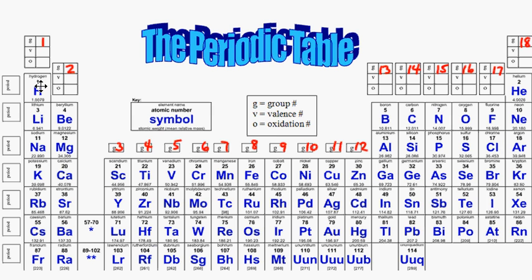Now, groups are vertical columns on the periodic table. This is group 1 with hydrogen, lithium, sodium, potassium, and so on. Group 2 would be right here, beryllium, magnesium, calcium, and so on. Then we have these transition metals in the middle that are groups 3 through 12. Then group 13, group 14, 15, 16, 17, and 18.